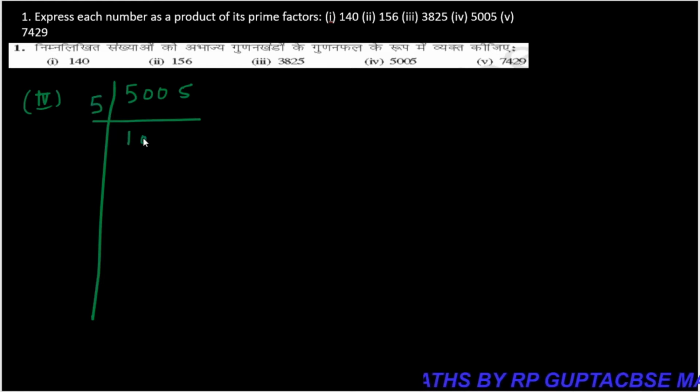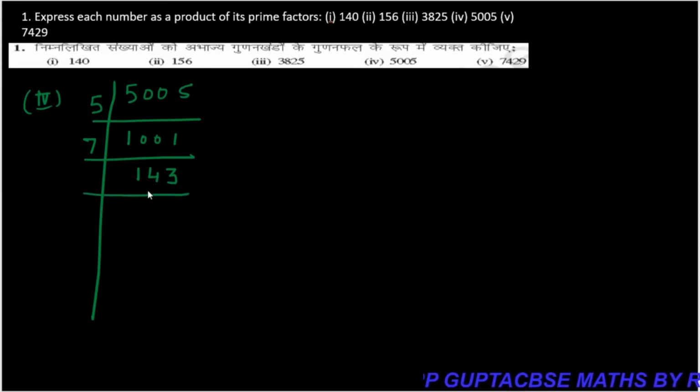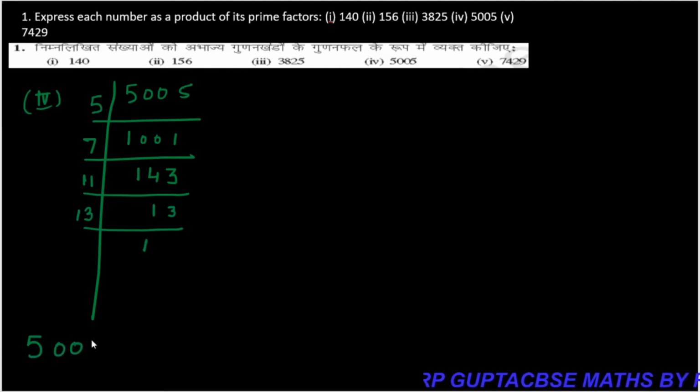5 ones are 5, 0 0, 5 ones are 5. Now this is 1001. So I can divide it by 7. 7 ones are 7. It becomes 30. 7 fours are 28. It becomes 21. 7 threes are 21. Now this is 143. Now I will divide it by 11. 11 ones are 11 and 11 threes are 33. Now I will divide by 13. 13 ones are 13. So I can write it like this: 5005 can be written as 5 into 7 into 11 into 13.